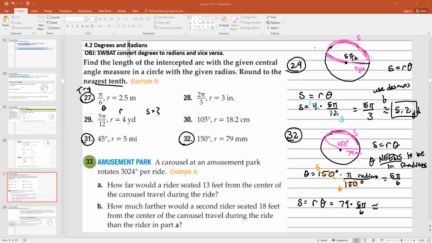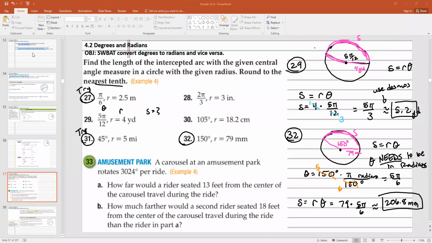And when you do that, you get 206.8. There we go. That's it. So try 27 and 31. We'll put this on the notes.